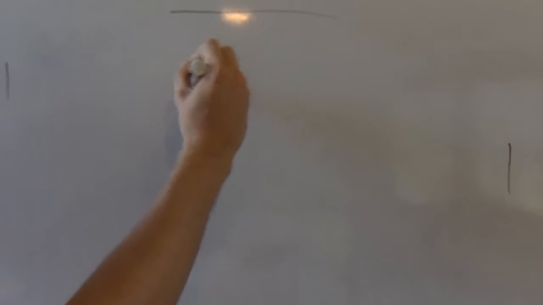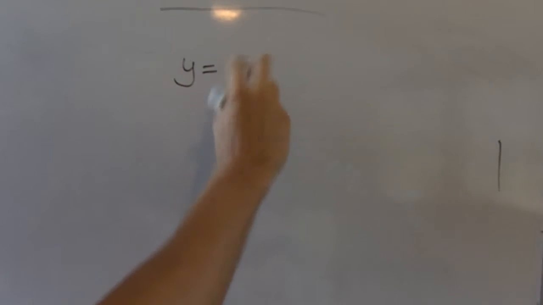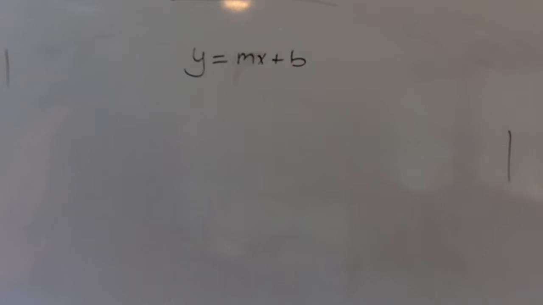Hi, I'm Mr. Kangas, and today we're going to be taking a look at Chapter 13, Section 5, Linear and Non-Linear Functions. Linear functions we have plenty of experience with. They typically take the form, in equation form, y equals mx plus b. And as we know, with linear functions, they always create a straight line on a graph.